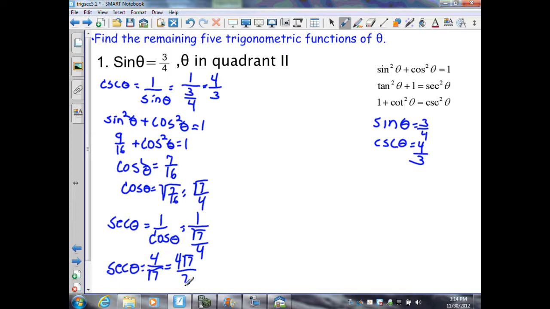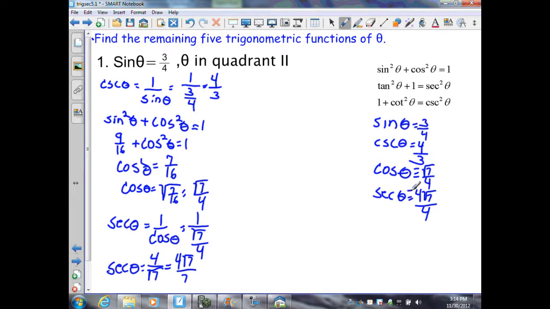Now that gives us cosine of theta is going to equal the square root of 7 over 4. And secant of theta equals 4 square roots of 7 over 7. But in quadrant 2, cosine and secant are both negative.